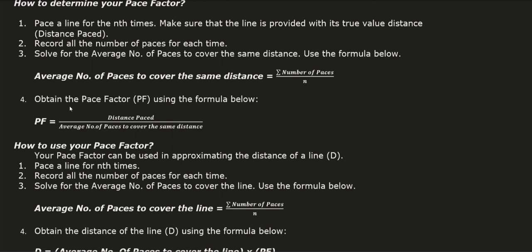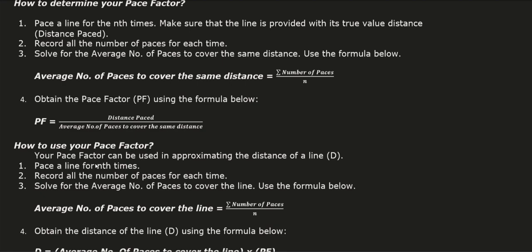So, with the summation of the number of phases, you get the average number of phases. And after that, the last procedure or step is getting the phase factor. Using the formula below, PF, or the phase factor, is equal to the distance phase divided by the average number of phases to cover the same distance. The distance phase, earlier we said the D, let's say 50. Then you get the average number of phases, and from that you get the phase factor. So, next is how to use your phase factor.